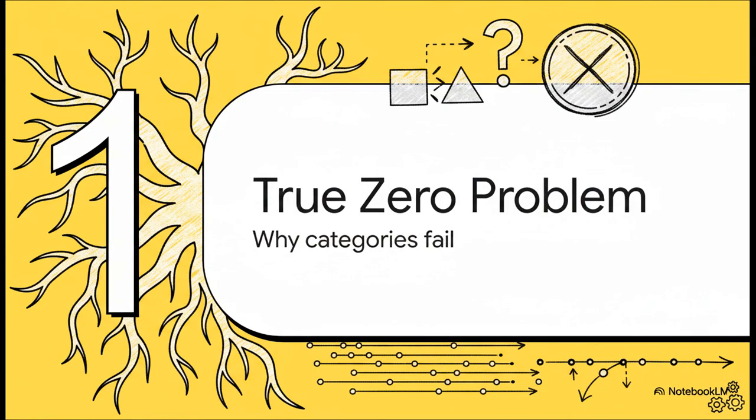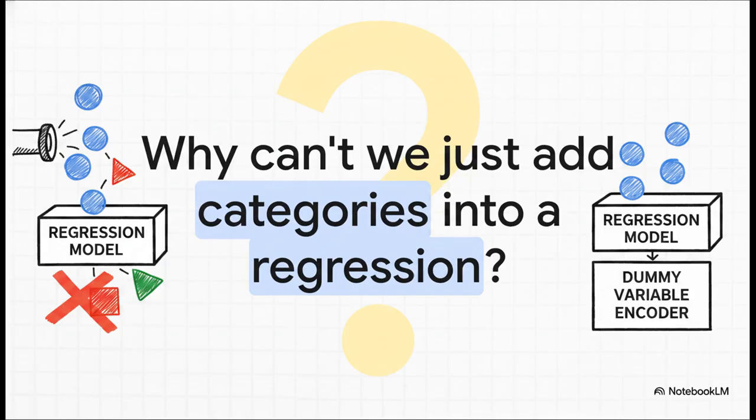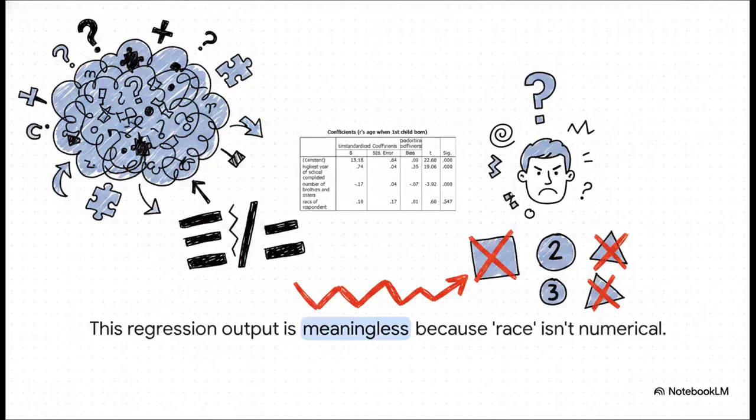It's what I call the true zero problem. This is all about why some of your data just completely breaks the regression model. I mean, it seems like it should be easy, right? You just pop the variable in and let the model do its thing. But regression, it turns out, is a little picky. It has a very strict rule about the kind of numbers it can handle, and our categorical data just doesn't play by those rules. Just take a look at this regression output.